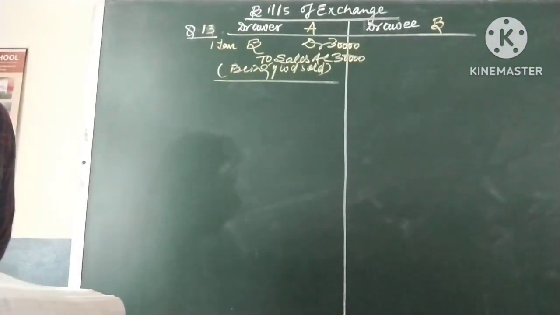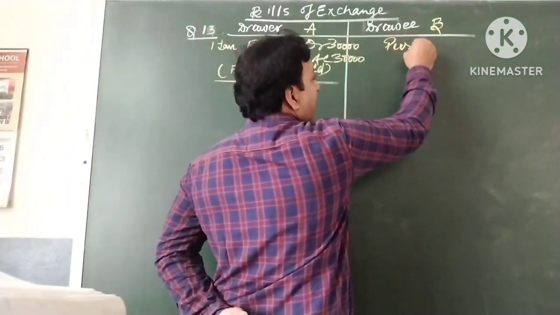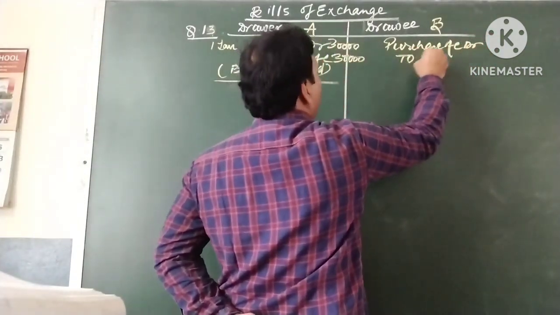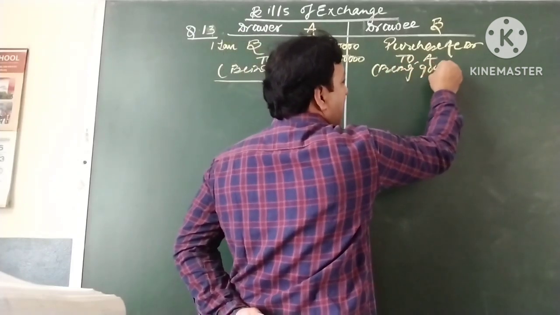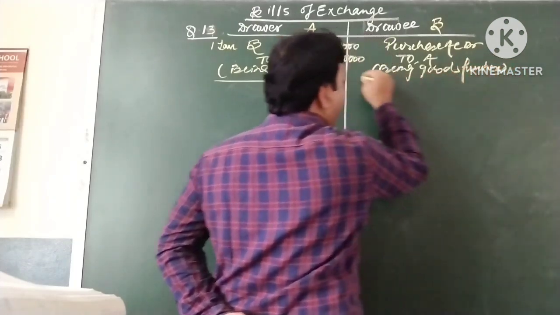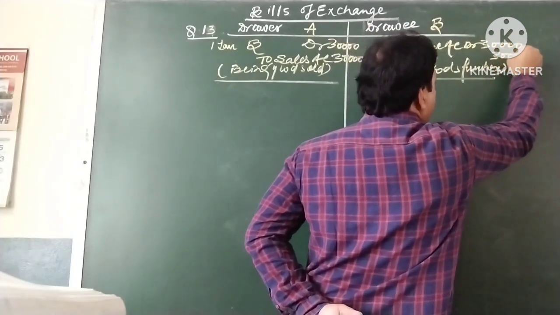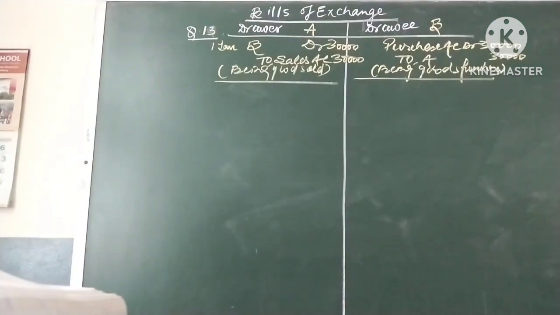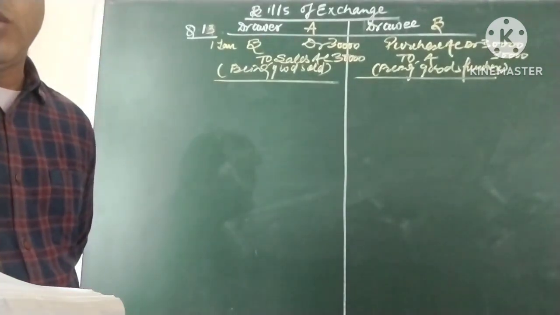And in the drawee's books, you have to write purchase account debit to Mr. A, goods purchased of rupees 30,000. I think it should be very clear, 30,000 rupees. So now see the next entry. What is the next entry? And the same day, who writes the bill?